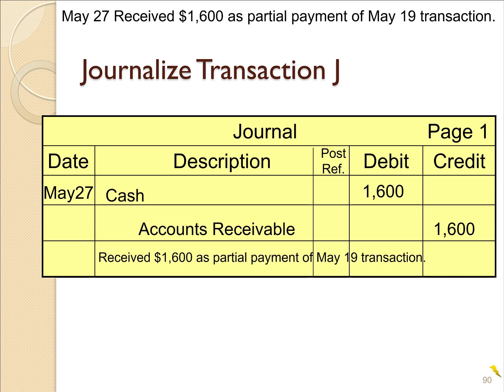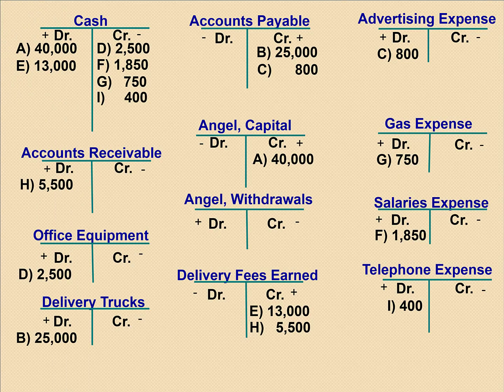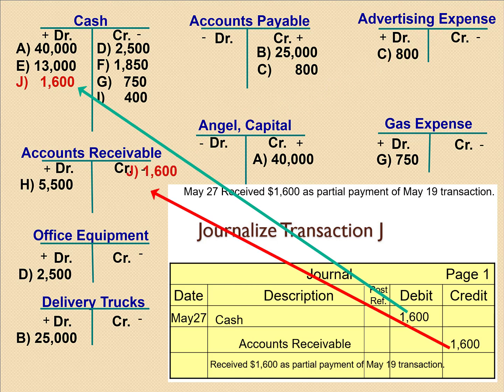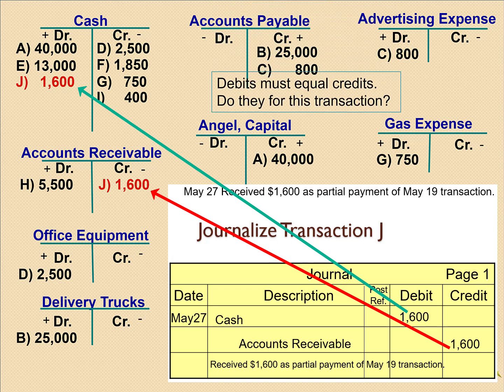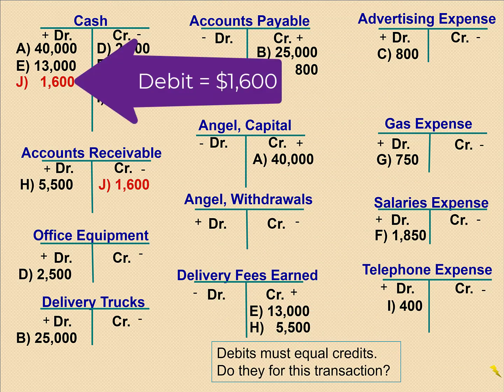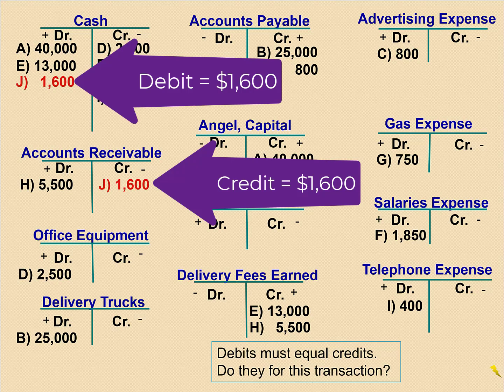So now we recorded the journal entry, so we need to get out our ledger in the form of T accounts. And here is our transaction. So we always post the debit first. So cash is increasing, cha-ching. And then accounts receivable is decreasing because our customers owe us less. And then the last thing we check, do we have a debit and a credit and do they equal? Yep, we have a $1,600 debit and a $1,600 credit.